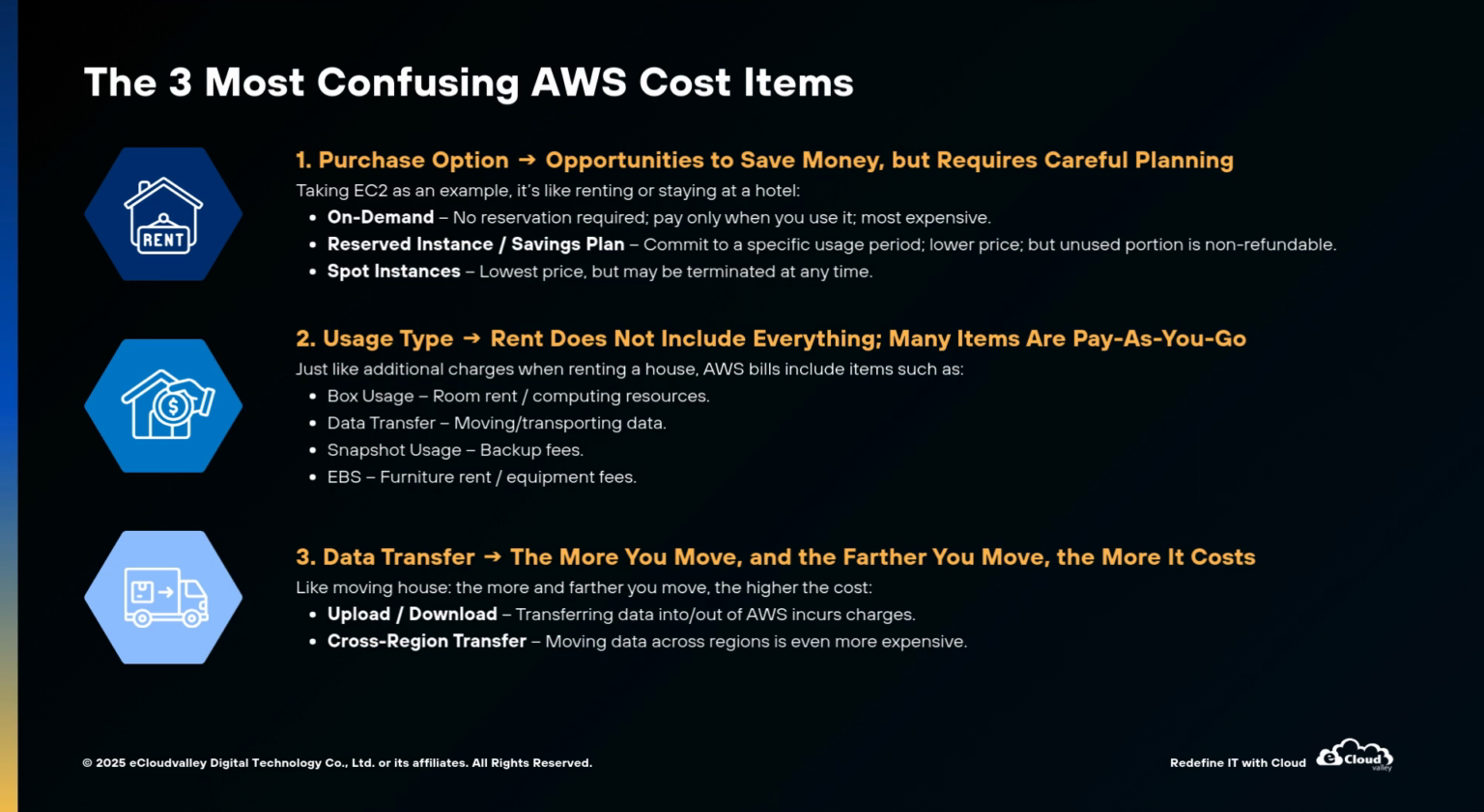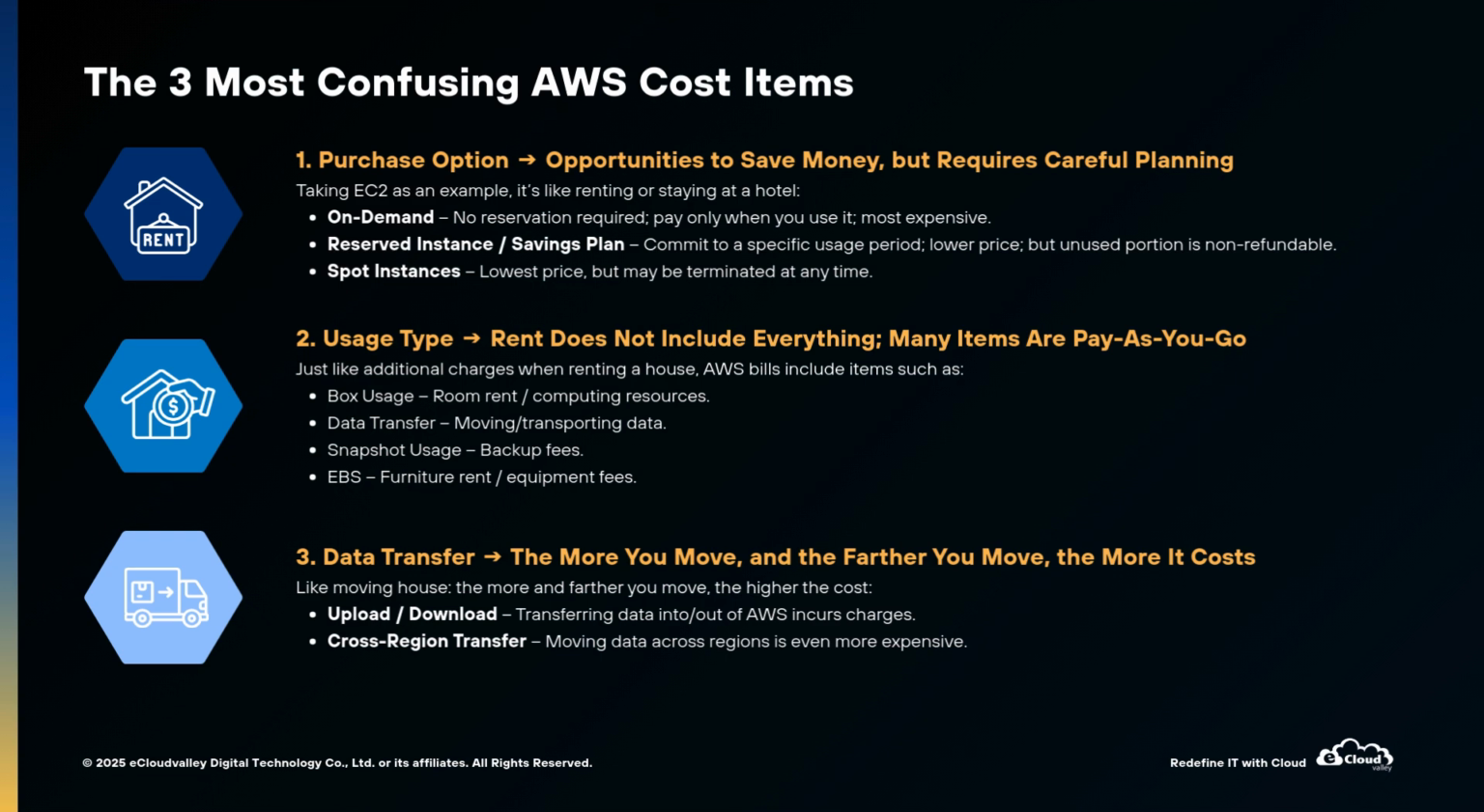The second is reserved instance or savings plan, like a long-term rental. You commit to a period, the price is much cheaper, but if you leave early, the unused portion is non-refundable. Lastly, spot instances are like last-minute discounted hotel deals. Extremely cheap, but if someone bids higher, your room can be taken away. Which room you choose depends entirely on your needs. There are many tricks to save money while staying comfortable, and we'll cover those in detail later.